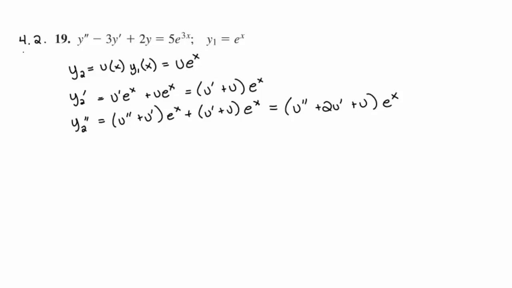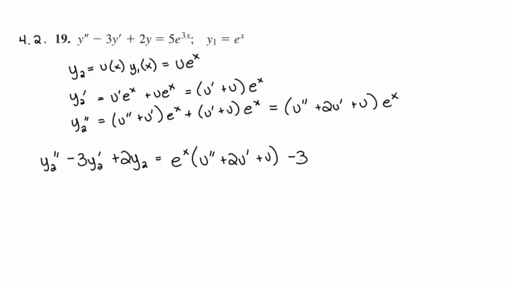Okay, so I'm going to take those two derivatives and y sub 2 itself and plug those into our differential equation. So y sub 2 double prime minus 3y sub 2 prime plus 2y sub 2 is going to be, well, let's see, y sub 2 double prime, again, I'll write it out front, e to the x, u double prime plus 2u prime plus u, minus 3 times y sub 2 prime, which is just e to the x, times u prime plus u. And then finally, plus 2y sub 2, that is, so that's 2u e to the x.